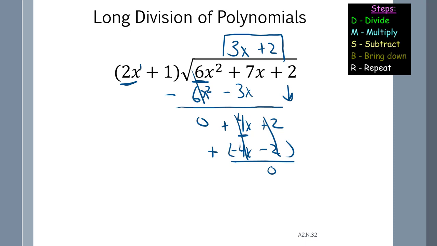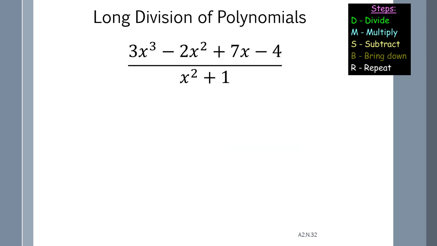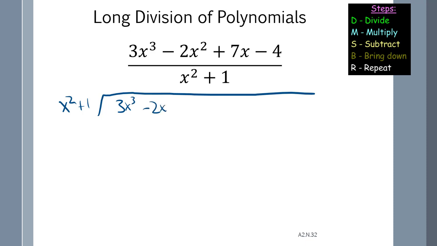Let's do another one real quick. Let's see here. If you're to see one like this, again, there's nothing to be scared of. Just rewrite it so it makes sense. You take x squared plus 1 and divide by, in this case, 3x cubed minus 2x squared plus 7x minus 4.